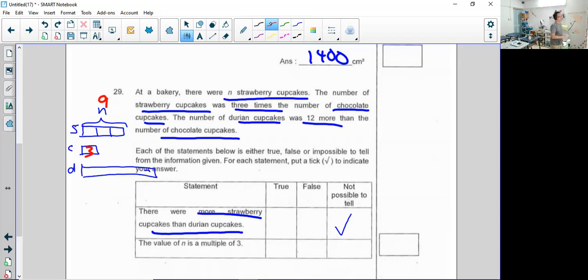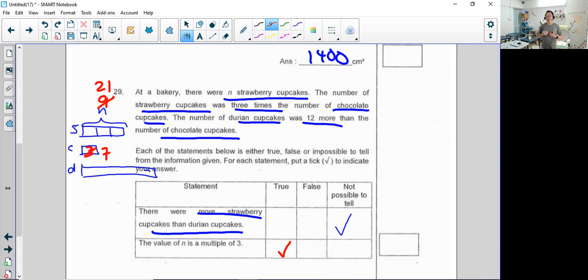Okay, let's have another one. How about 21? Maybe n is 21. Can 21 divide by 3? Yeah, 21 divided by 3, there will be 7 chocolate cupcakes. So again, your n is a multiple of 3. What is a multiple of 3? It means that it can divide by 3. That's why it's 3 times. When you see something that's 3 times, then it is a multiple of 3. So the answer is true. Okay, got it? Understand?